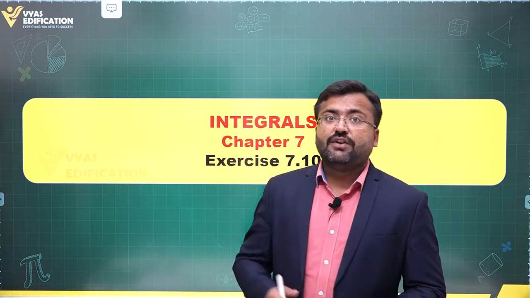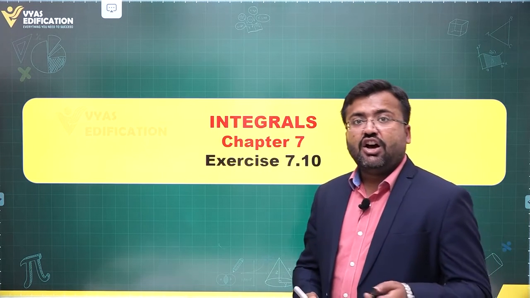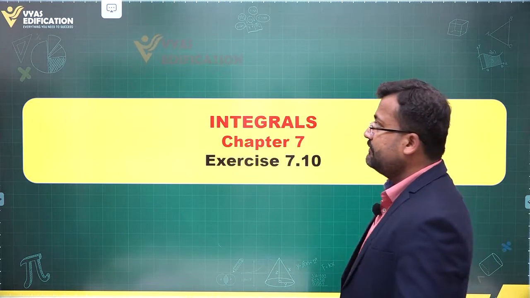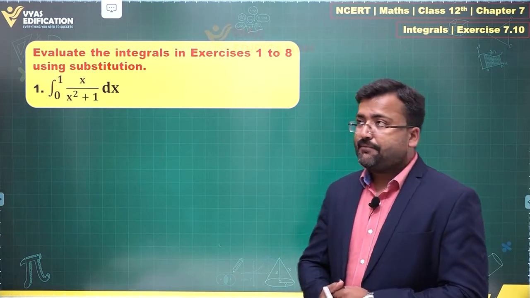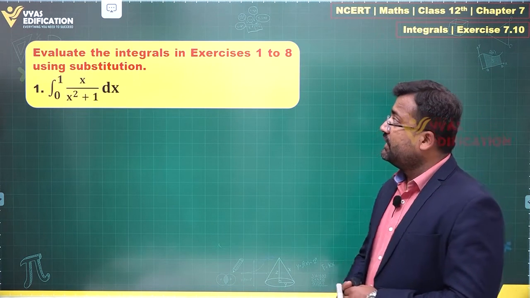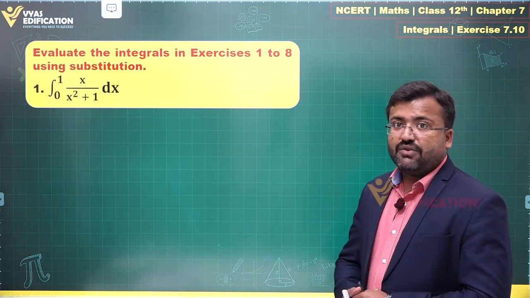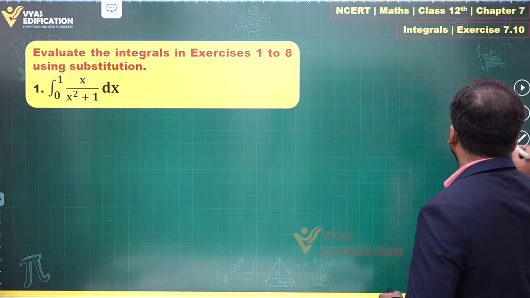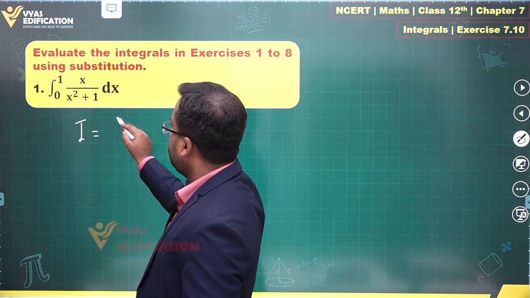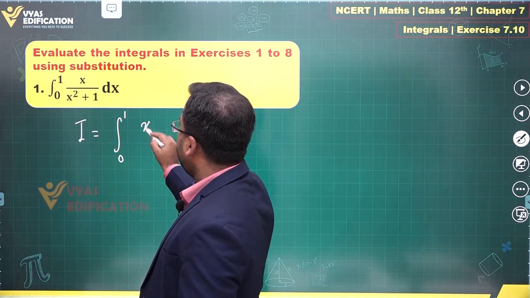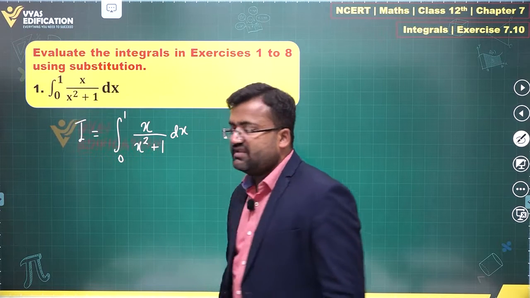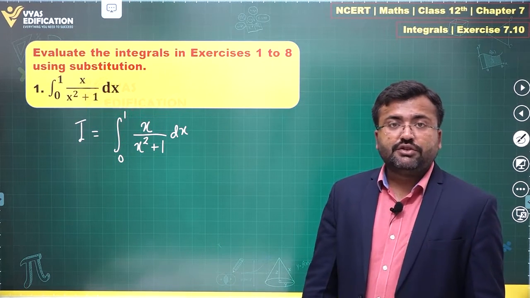So let's begin with the first question and see what the question says. Along with the question, we'll see the idea of substitution and how we apply that over here. The first question says, evaluate the integrals in exercises using substitution. Integral from 0 to 1 x upon x square plus 1. How can we apply substitution on this? I is equal to integral from 0 to 1 x upon x square plus 1 dx. Now, what's the substitution that you want to apply?